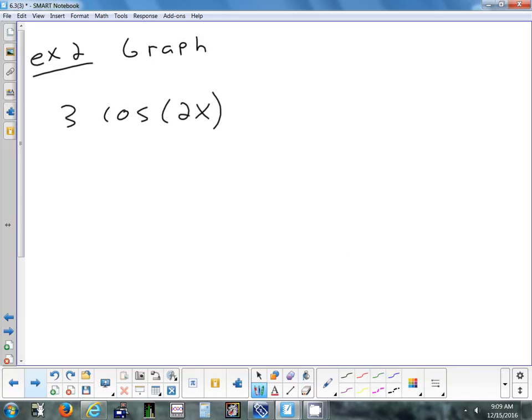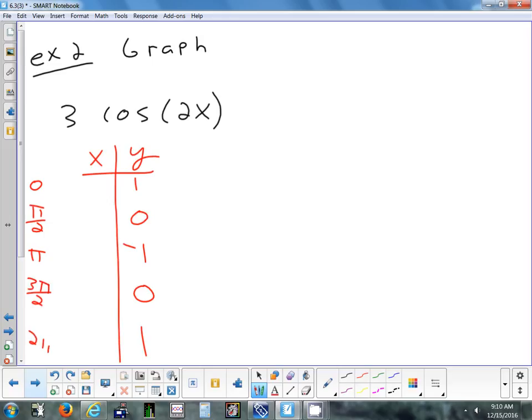How many transformations here? Two. And what is the first transformation? It's a period change, so let's deal with that. The y's are going to stay the same. And what am I going to do to all of my x values? Divide them by 2 or multiply them by 1/2. So the first one is going to be 0. Next one, pi over 4. How about the next one?